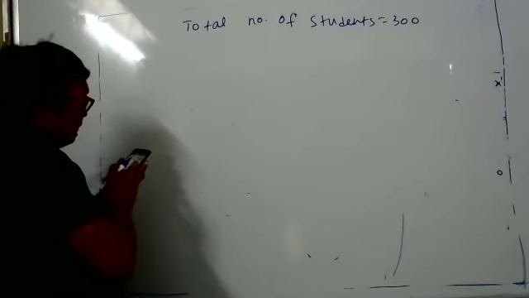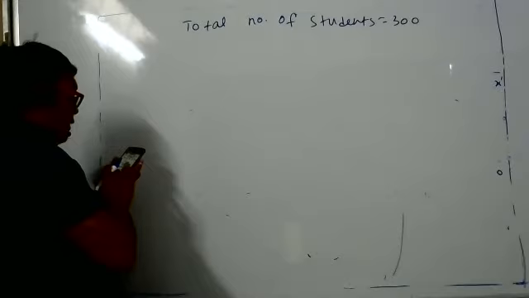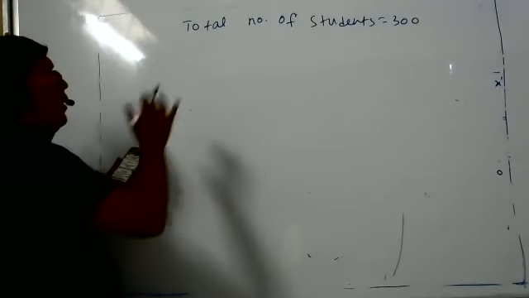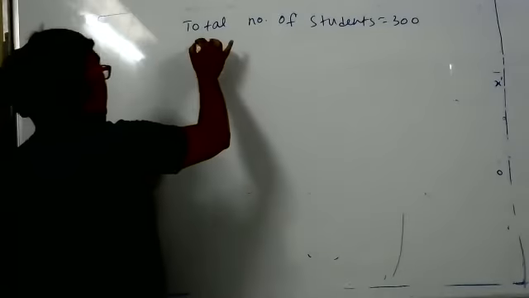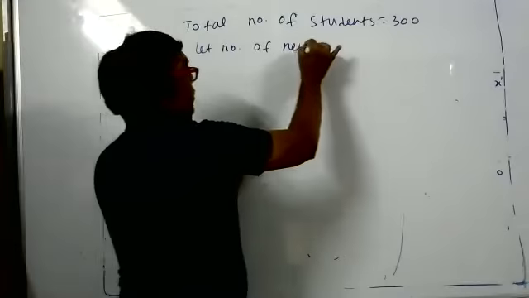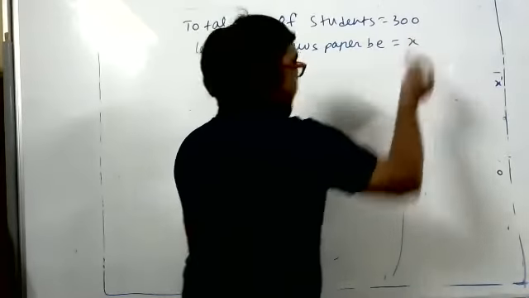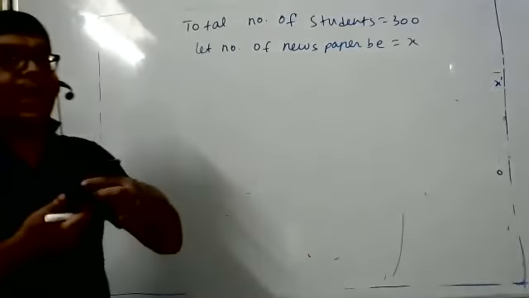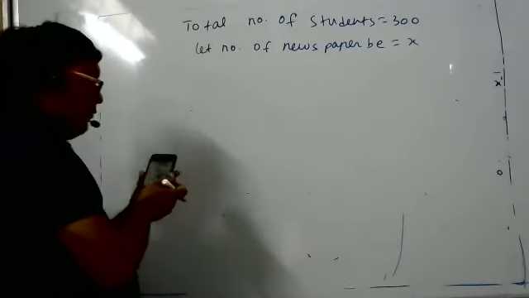The number of newspapers is... every student reads 5 newspapers. Let the number of newspapers be X. So just X means one variable. We have to frame one equation to find the value of one variable. How to frame one equation?